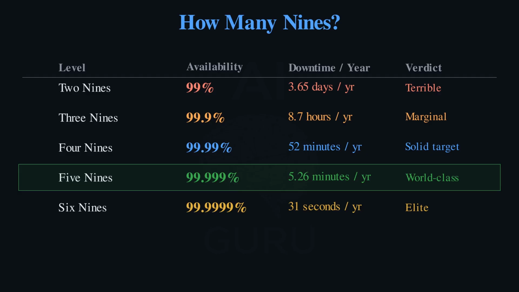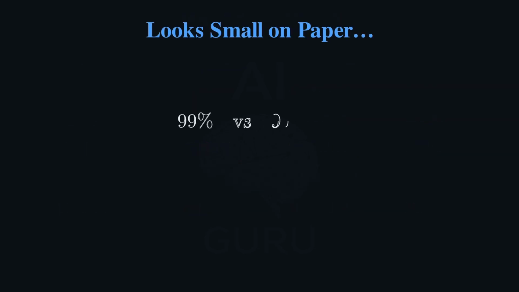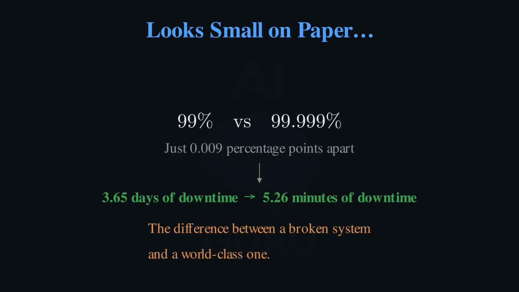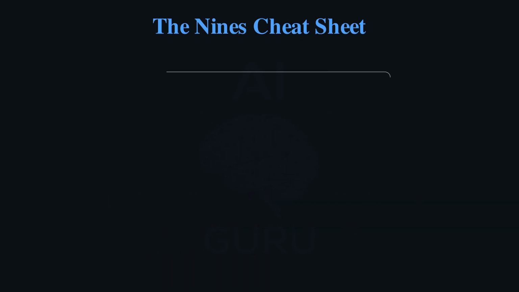It is. But the holy grail, what the big cloud providers are often aiming for, is 5 nines. 99.999%. What does that translate to in actual time? 5.26 minutes. 5 minutes of downtime in an entire year. That's the difference. And if you go to 6 nines, you're allowed 31 seconds of downtime per year.